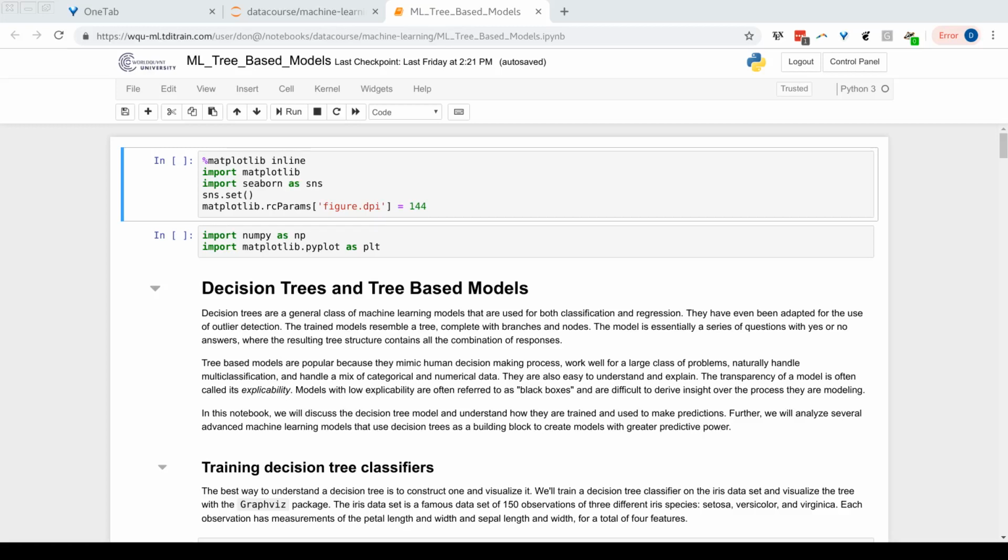Decision trees are a general class of machine learning models that can be used for both classification and regression. Not only that, but they've been adapted for other applications, specifically outlier detection. And the reason why they're called decision trees is because if you were to visualize the model, it resembles a tree, complete with branches and nodes.